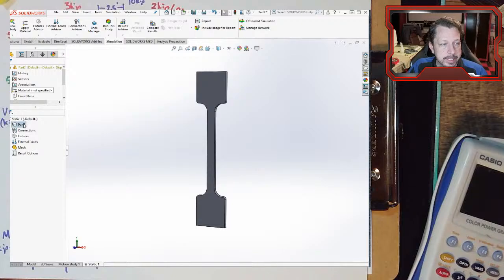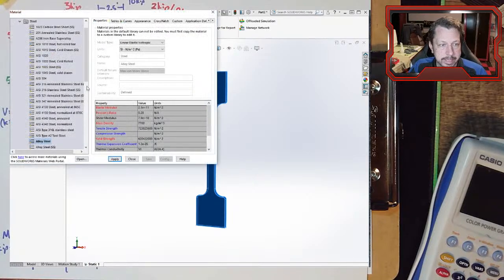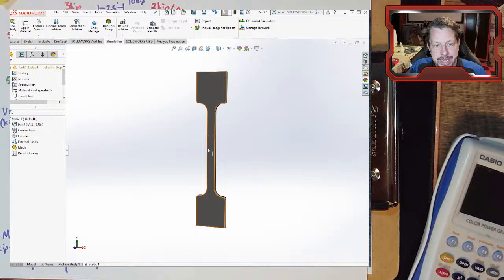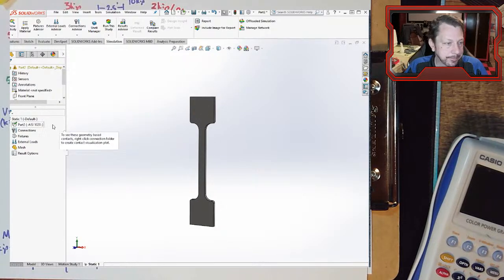Our part, we need to add a material to, so I'm going to right-click on part and apply edit material, and it gives me a lot to choose from. I'm just going to do a 1020 steel. You can use whatever you want, but 1020 steel is a good generic. You should notice the material kind of changed color, representing that it's got a material property associated with a color now, or vice versa, a color associated with a material property. You may not notice that or not, because it doesn't change a lot.